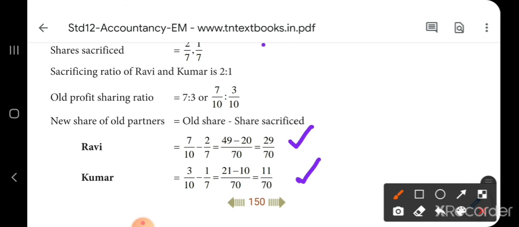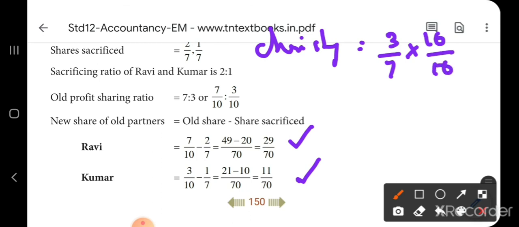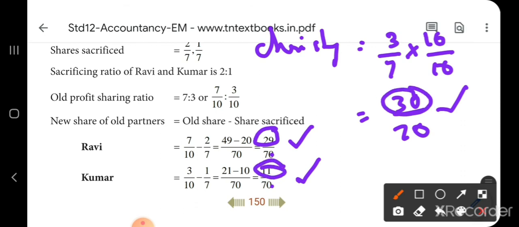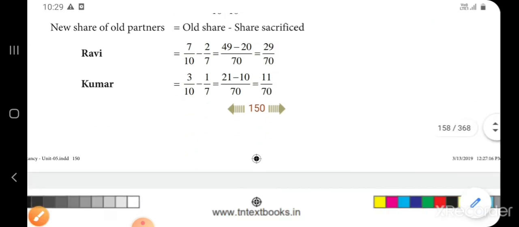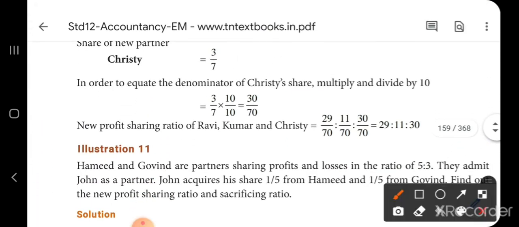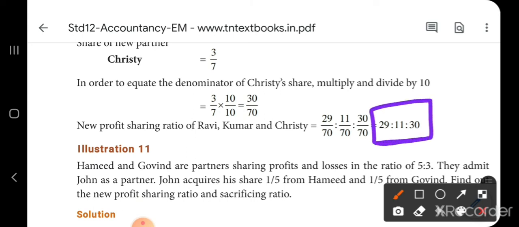Now what is Christy's share, which is given in the problem? Christy's share is 3 by 7. Yes, it is given in the problem. So you have to convert this into 10 by 10, because for everything the denominator should be the same. So you get 30 by 70. This is the new share for Christy. Now what is the ratio? 29 is to 11 is to 30. This is the new ratio. So the new profit sharing ratio is 29:11:30.